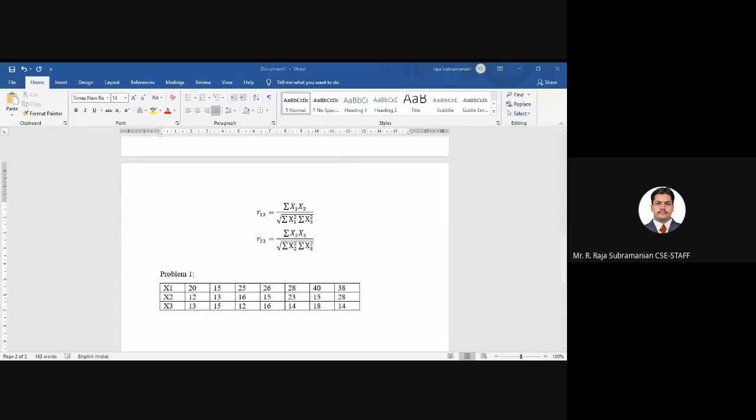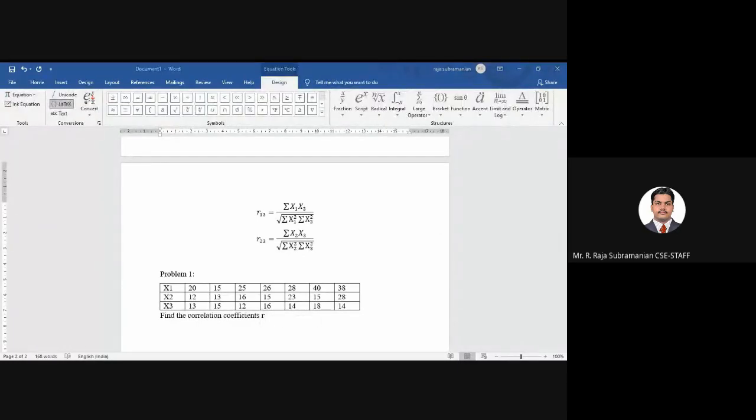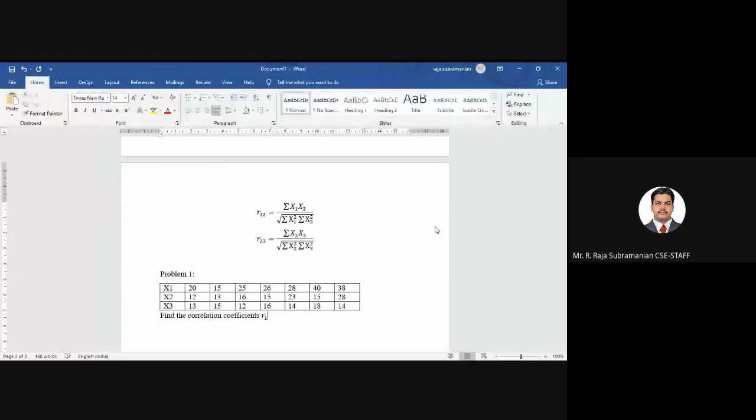Now we need to find the correlation coefficients r12.3, or r13.2, or r23.1. These things we have to find.